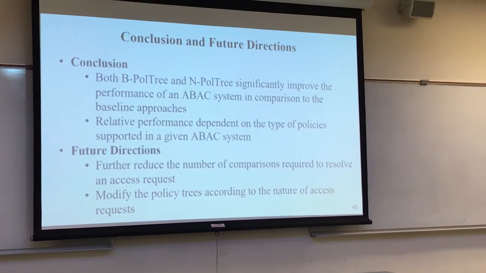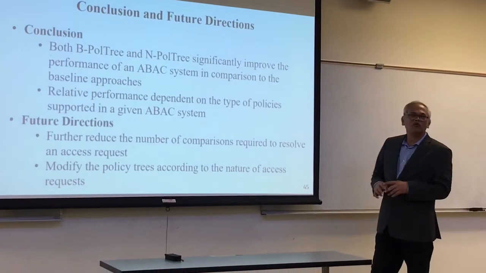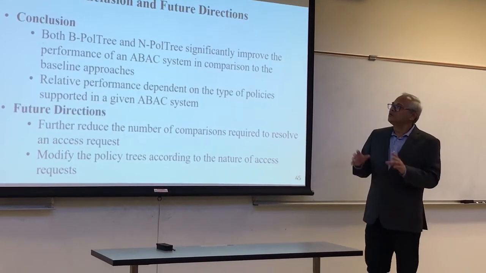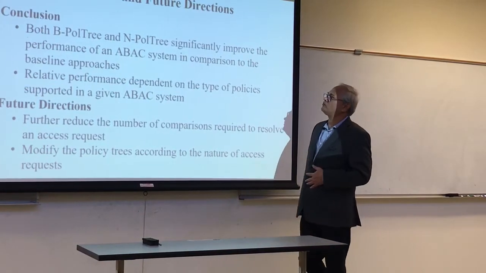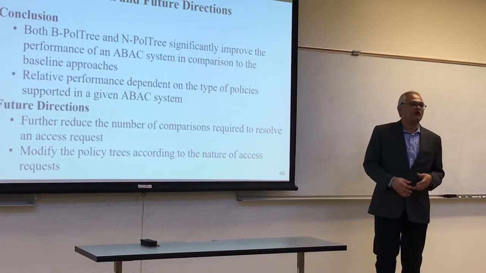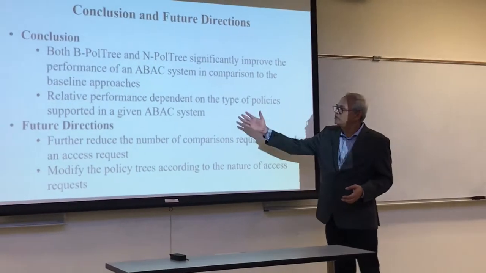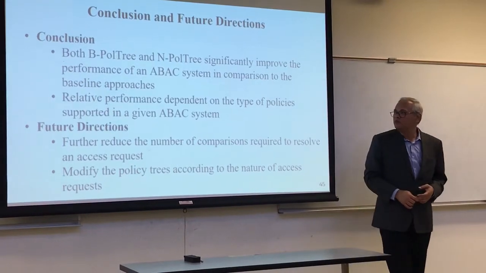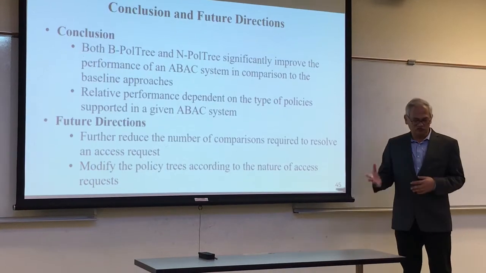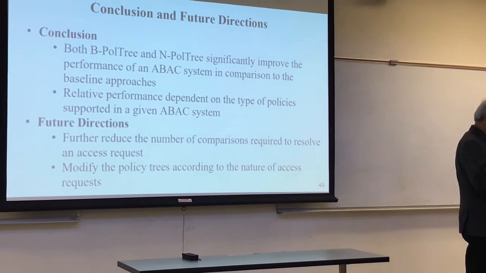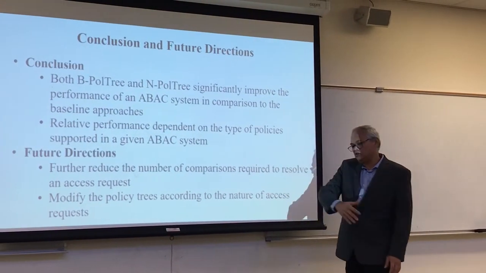So to conclude what we have done so far and what we have achieved: we now have a new data structure of two types, basically binary and n-ary poultries, that significantly improve the performance of ABAC systems in comparison to the baseline approaches. And of course, it depends on the type of policy that is supported. The future directions of this work would be to further reduce the number of comparisons, if we can use some metrics other than the frequency or the entropy to reorder the nodes.